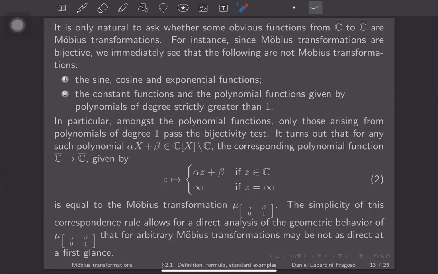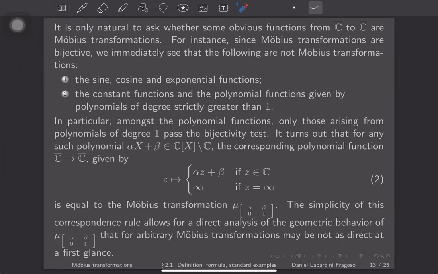And so, in particular, another example of functions that are not Möbius transformations is any polynomial function of degree strictly greater than one. It cannot be a Möbius transformation for the same reason. This is easy when it has two different roots, and I leave it to you to think about when it may have only one root with multiplicity greater than one.